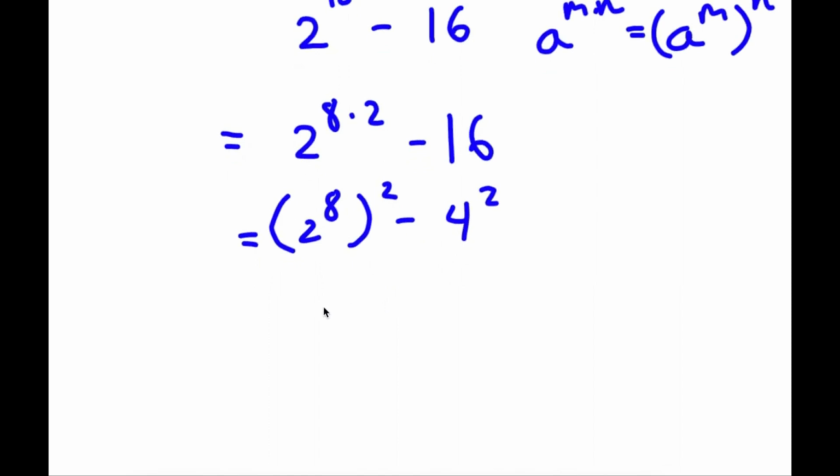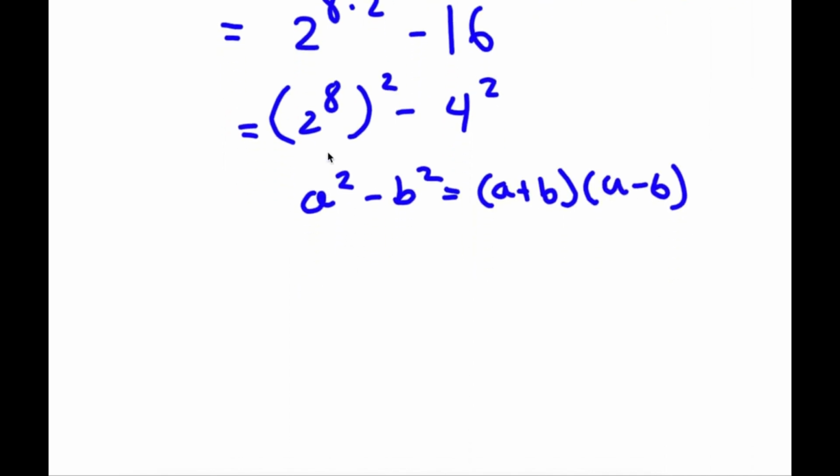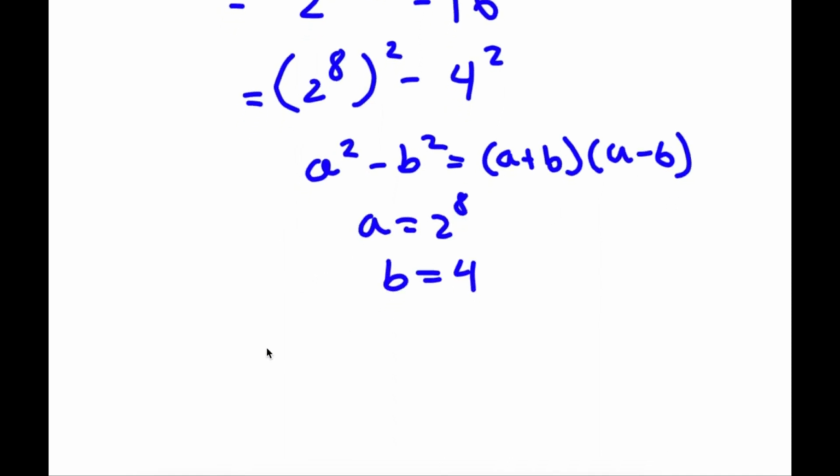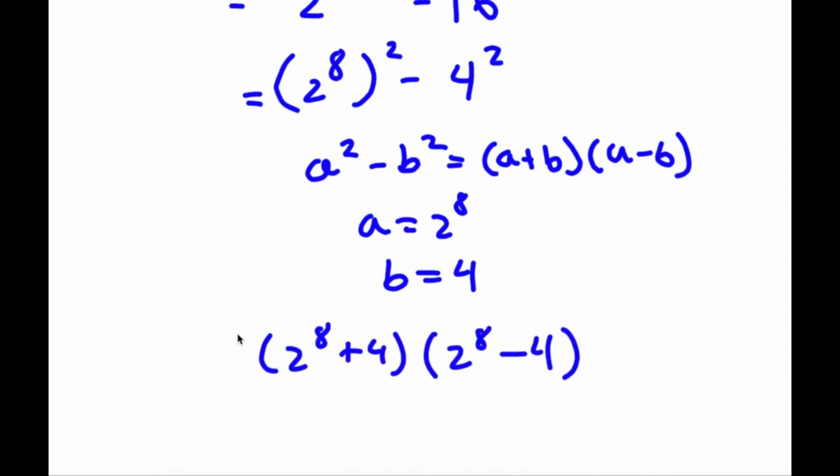Now, if I have something in the form a squared minus b squared, this is equal to a plus b times a minus b. So 2 to the power of 8 squared minus 4 squared. In this case, a is equal to 2 to the power of 8 and b is equal to 4. So now I have 2 to the power of 8 plus 4 times 2 to the power of 8 minus 4.